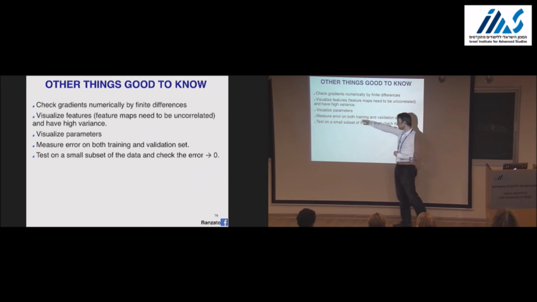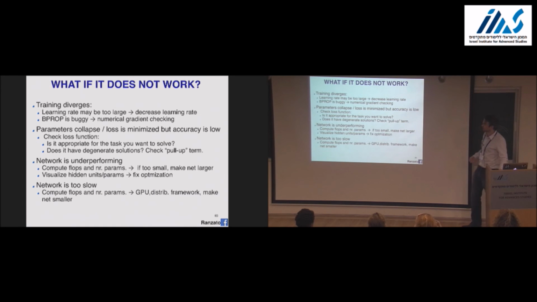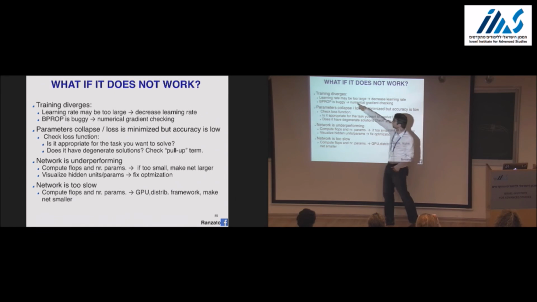You should measure error on both your training and your validation sets. You could take a very, very small subset of your data and check you can minimize the training error. If you've got a tiny amount of data, your model should absolutely crush it and get the error to 0. If it doesn't, there's something wrong there. If your training diverges, maybe your learning rate's too large, or maybe your analytic gradients are doing something crazy.